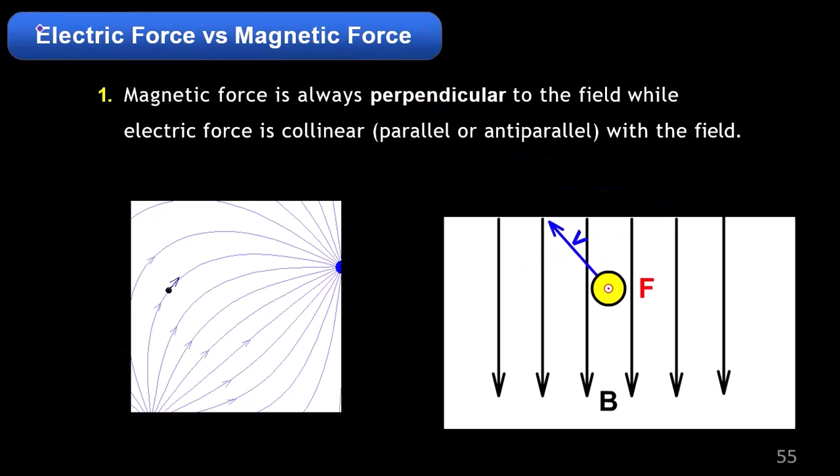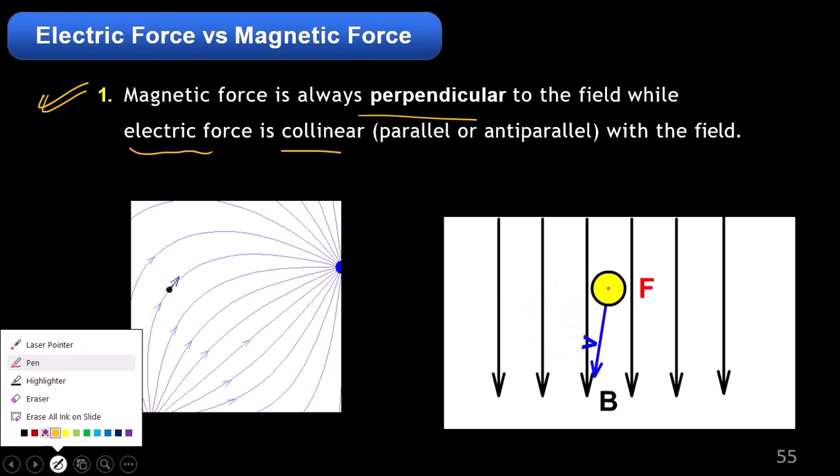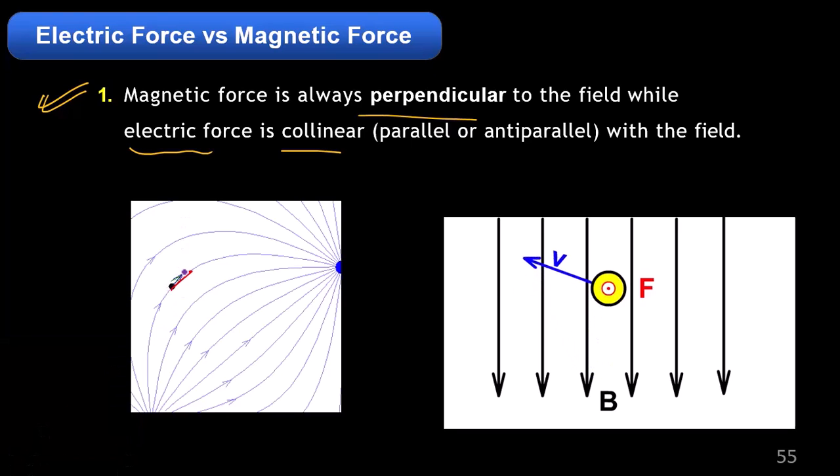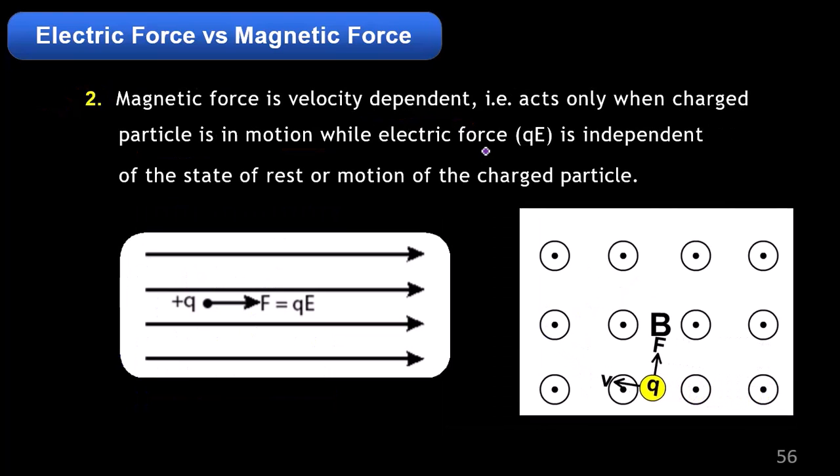Now, the difference between the electric force and magnetic force. Magnetic force is always perpendicular to the field line. Whatever the direction of the magnetic field, the force is perpendicular to that. Electric force is collinear. If I say the electric field line is in this direction, then the tangent to this always gives the force direction. But for the magnetic situation, if I say this is the magnetic field line, then the force is always perpendicular to this. So this is the first difference between the electric force and magnetic force.